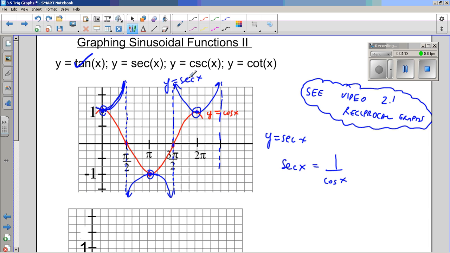What I want you to try, that's that one done. Pause the video and see if you can come up with the cosecant graph. And if you're feeling like a million dollars today, you might even want to try that one. You should pause the video, give it a go. I'll pick it up very shortly here.